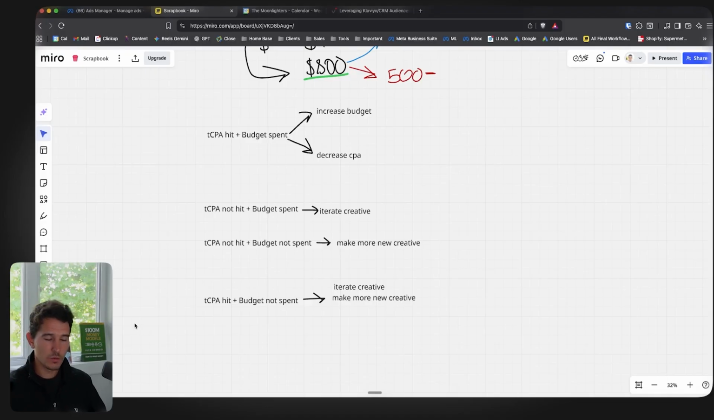If you're running a T-ROAS, which we actually have seen to be quite successful in more recent months, then sure, that's fine. But bid caps, you've got to be an extremely advanced operator to run effective bid caps, and I would try to stay away if you can.